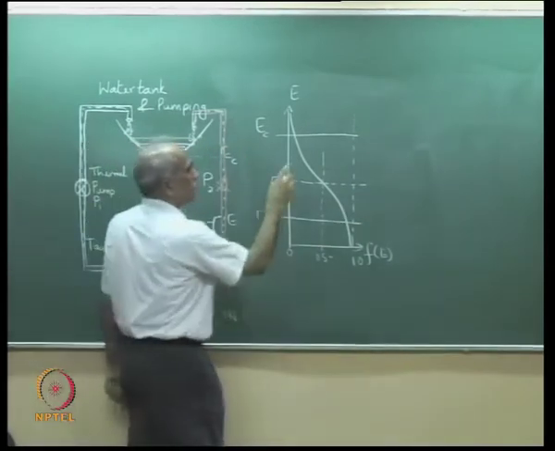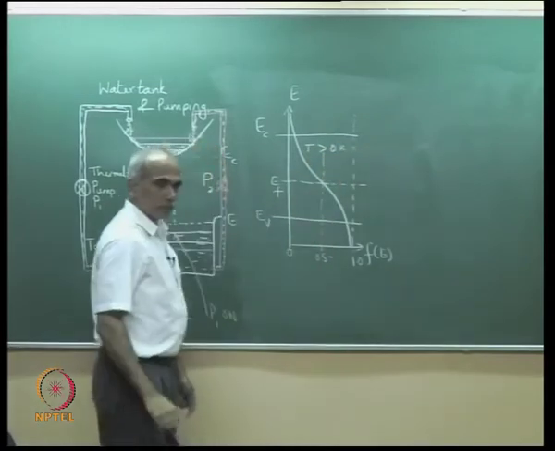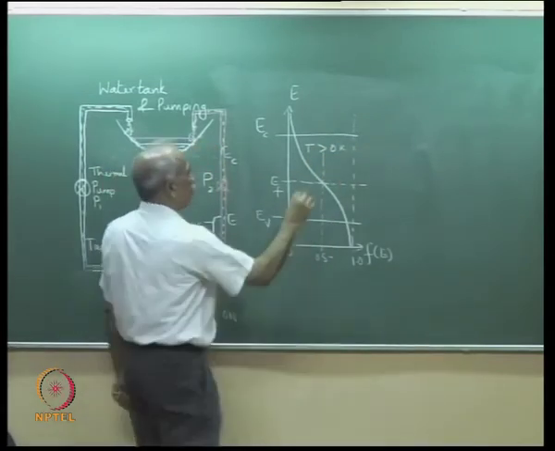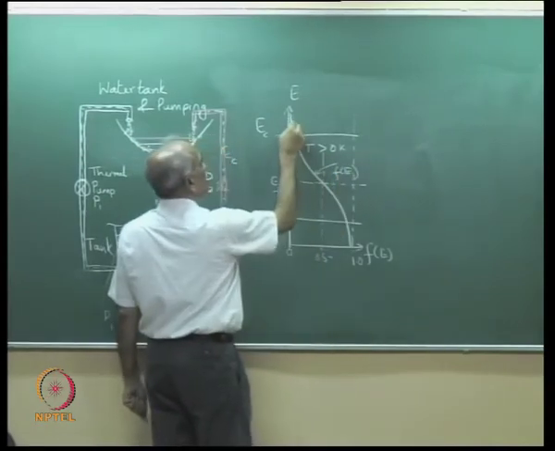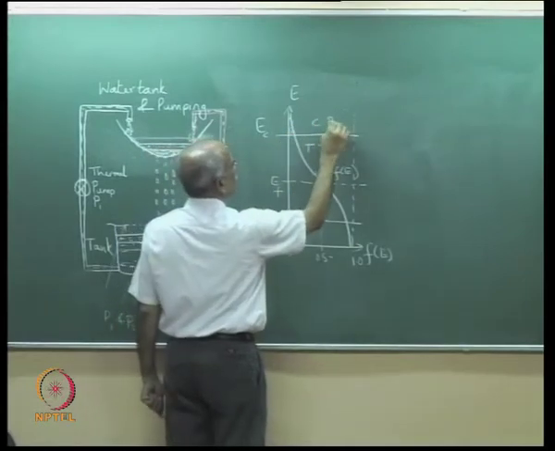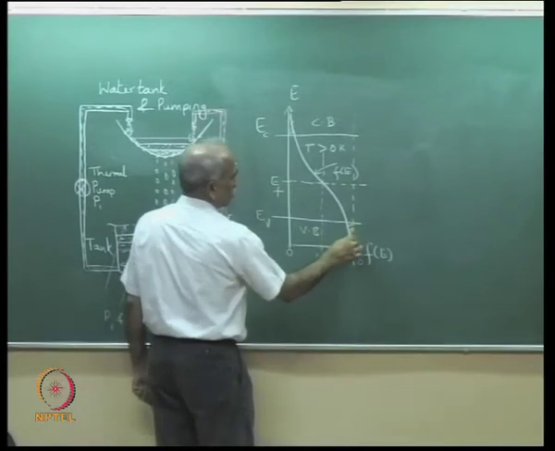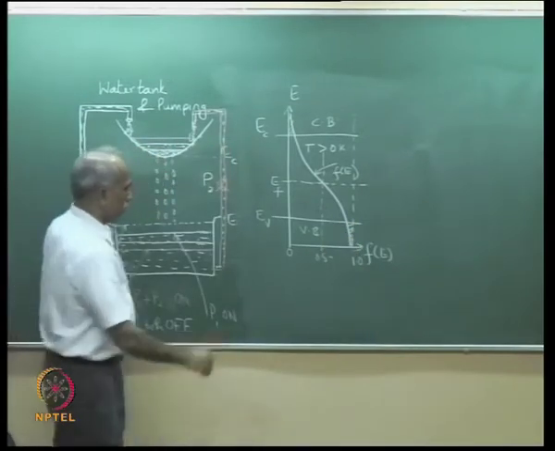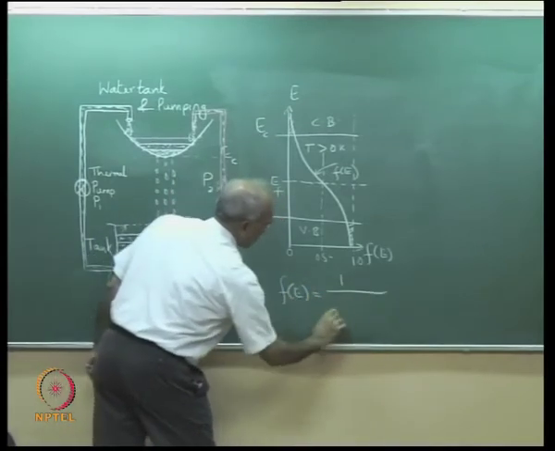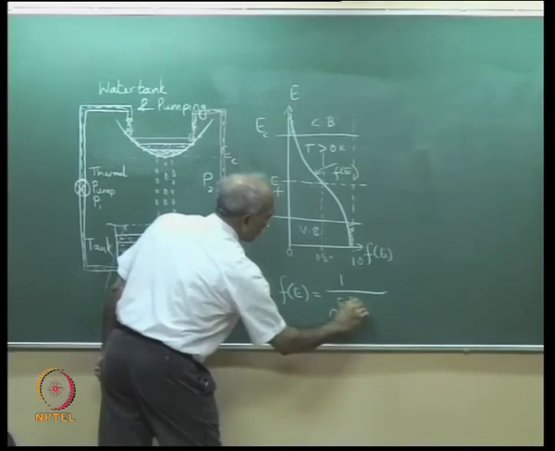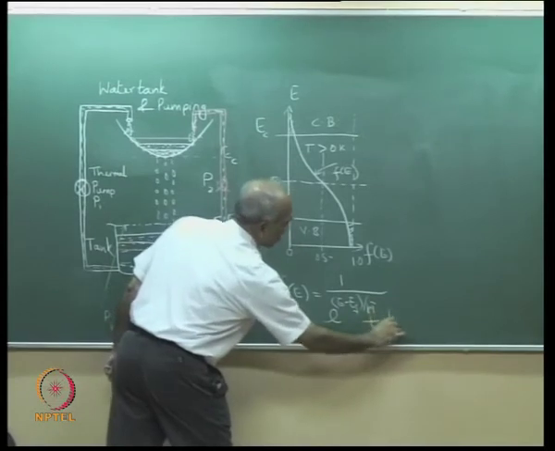So this is at a particular temperature T, T greater than 0, describing the probability of occupation of the conduction band and the valence band. And f of E is given by 1 divided by e to the power E minus EF by kT plus 1.